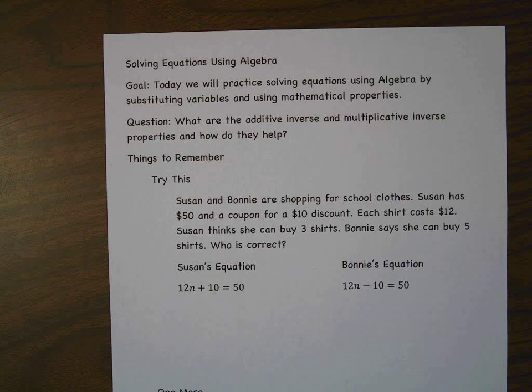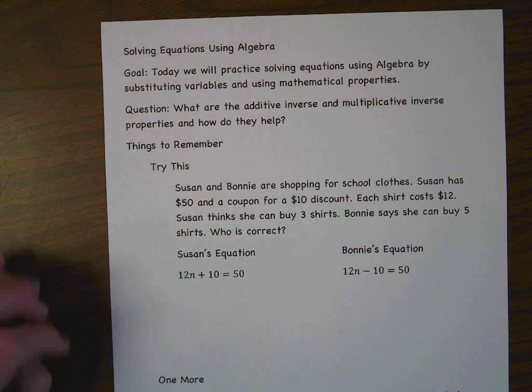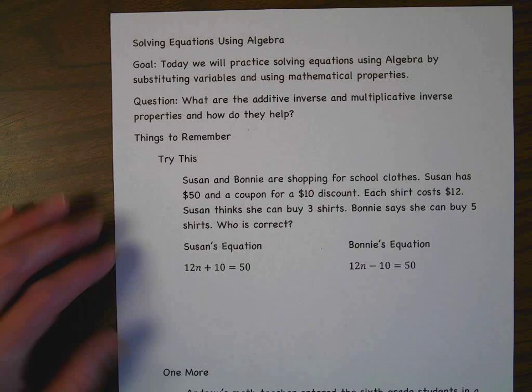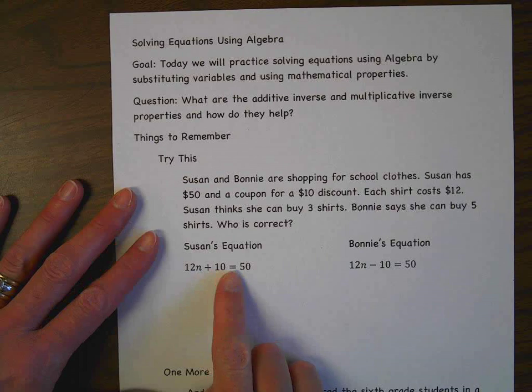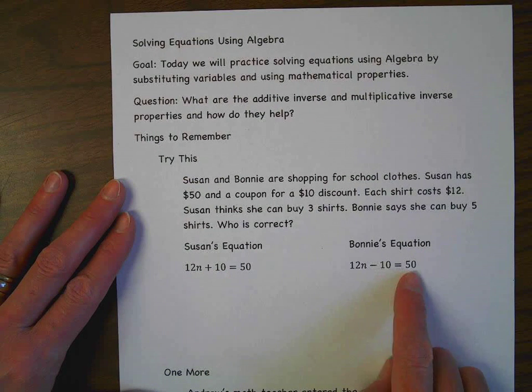Susan and Bonnie are shopping for school clothes. Susan has $50 and a coupon for a $10 discount. Each shirt costs $12. Susan thinks she can buy 3 shirts. Bonnie says she can buy 5 shirts. Who is correct? We're trying to figure out which person is correct when figuring out the total number of shirts that could be purchased. Susan's equation is 12n plus 10 equals 50. And Bonnie's equation is 12n minus 10 equals 50.